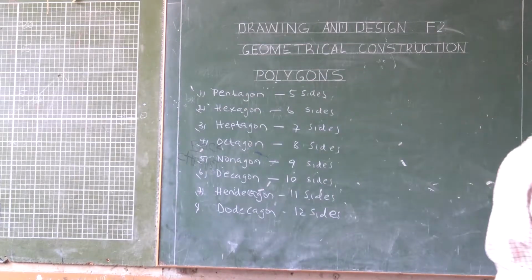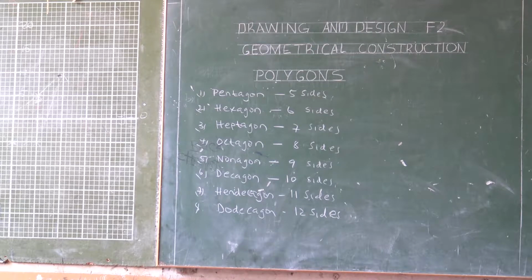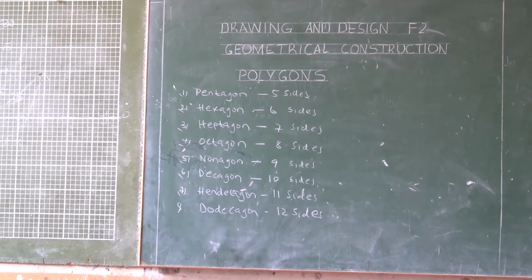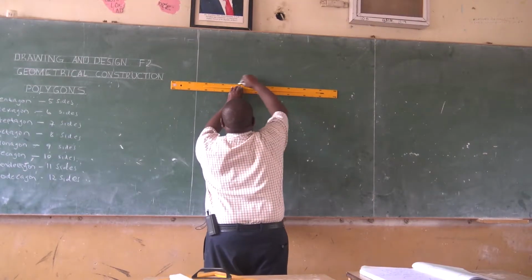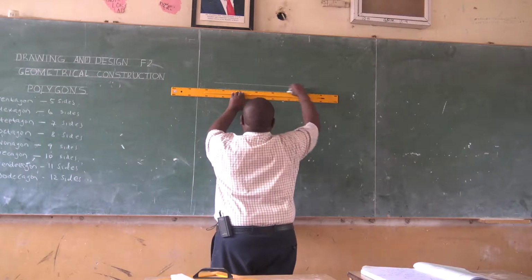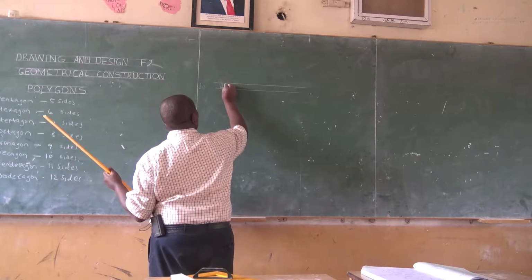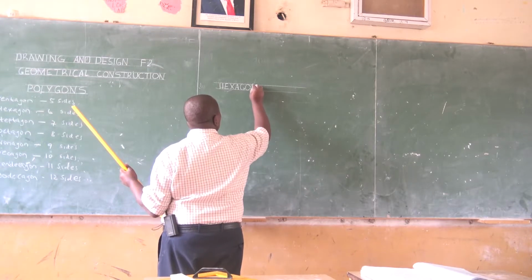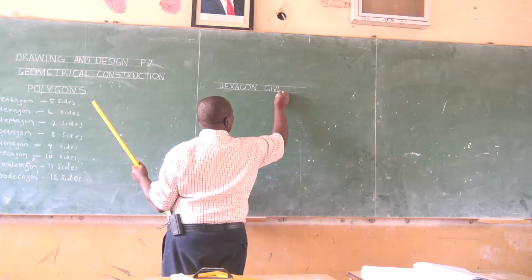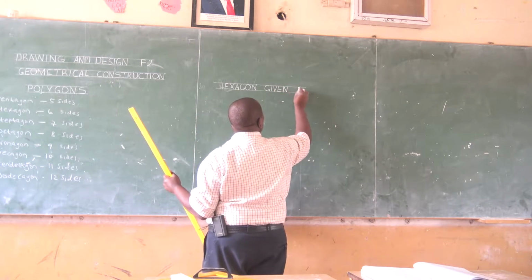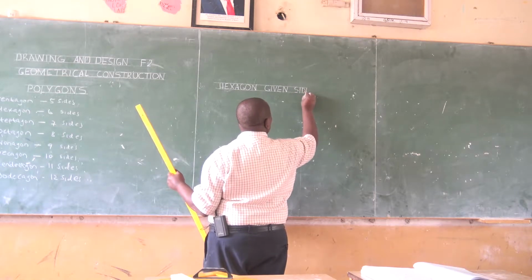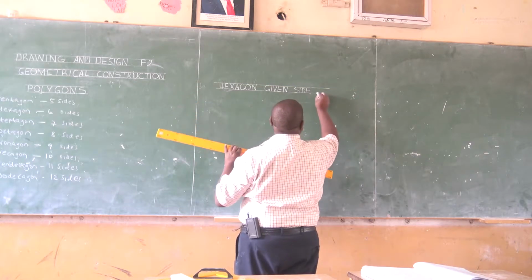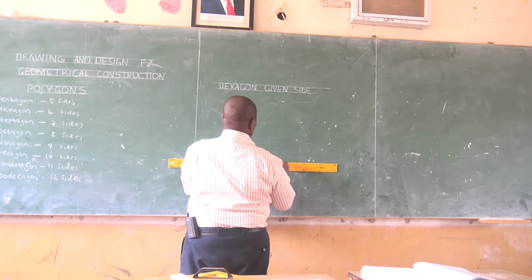So on to construction, and we are going to start with the hexagon. We will start with the hexagon because it's the simplest to draw, when we are given the distance. And then let's say that our side is 30 millimeters.